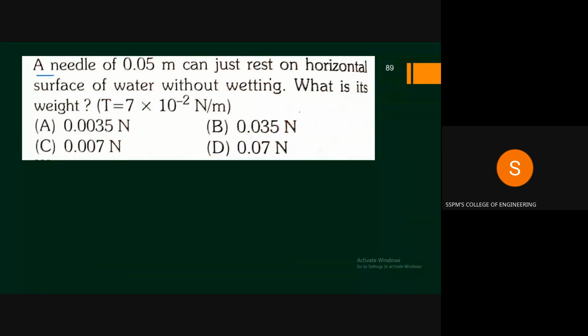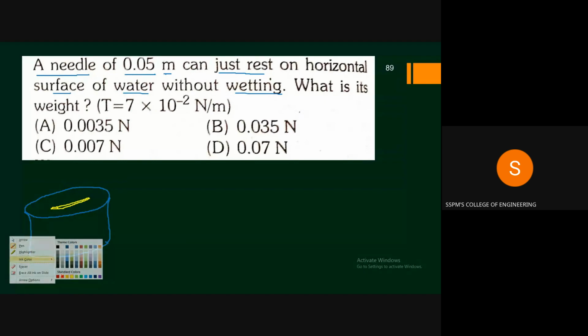So the question is, there is a needle of length 0.05 meter, which can just rest on the horizontal surface of the water without wetting. What is its weight? The diagram will be like this: this is the free surface of the water, and this can be a container completely filled with water. There is a needle which is floating freely. This is the needle, and it has a length L.